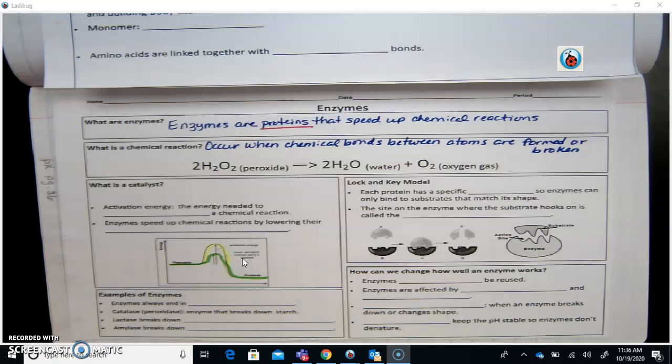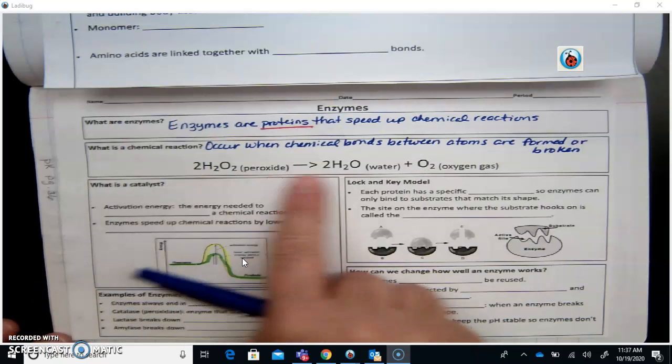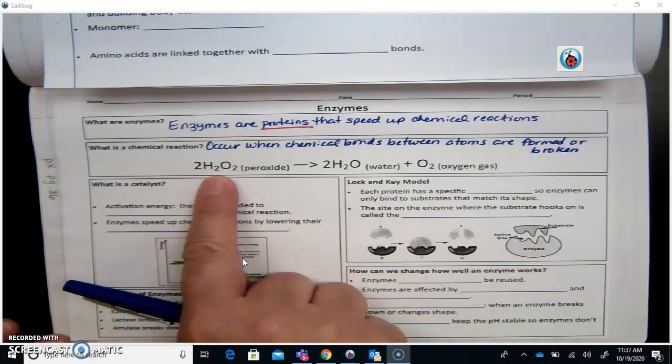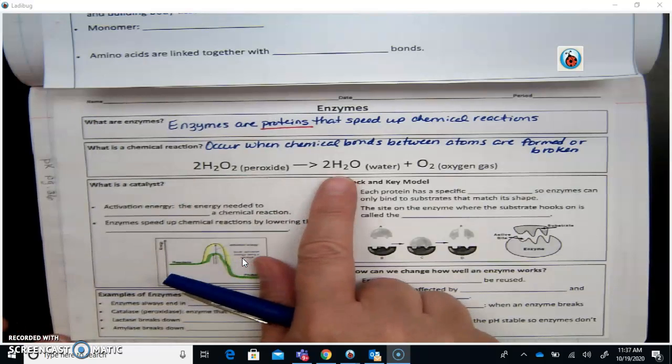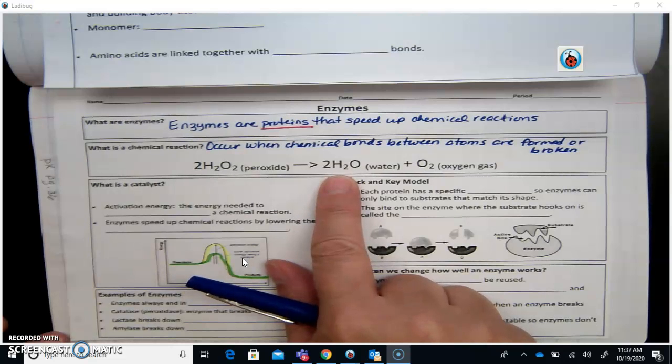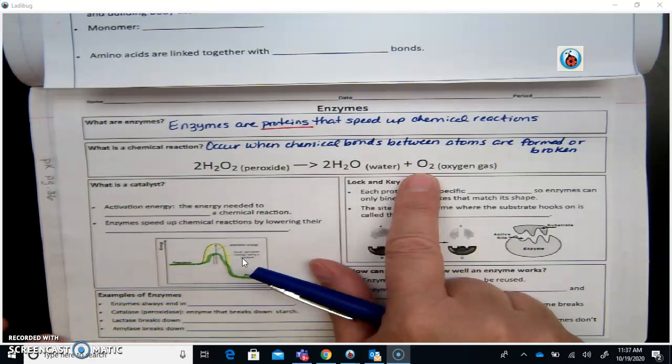So if enzymes speed up chemical reactions, we need to understand a little bit about what a chemical reaction is. Chemical reactions occur when chemical bonds, those are bonds that are holding atoms together, break or form. When you look at a chemical equation like the one here, two hydrogen peroxide molecules are going to be broken down into two waters, H2O, and oxygen gas.